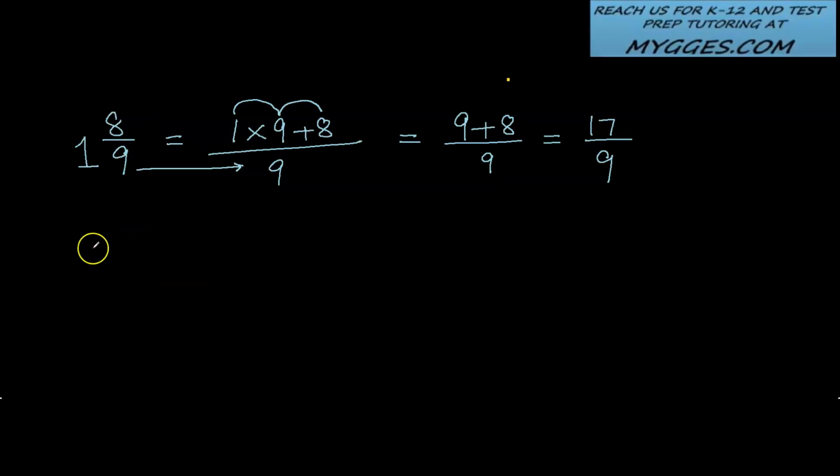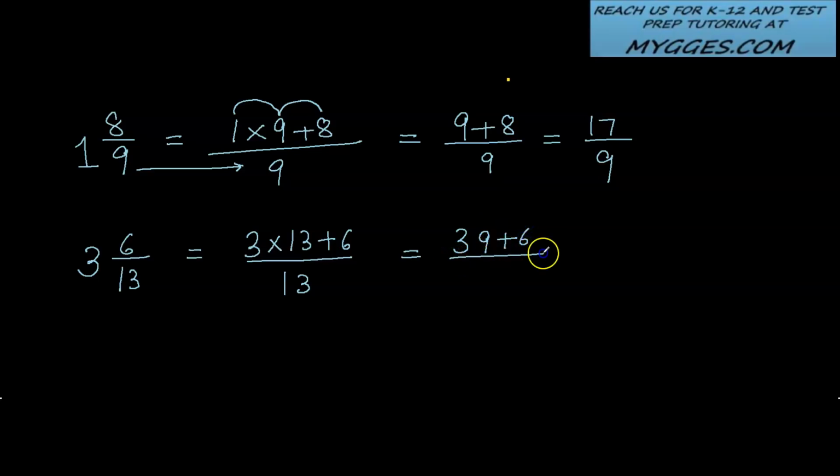Let's do one more example together. So 3 and 6/13. Again, keep the denominator the same. Multiply whole part by denominator, that is 3 times 13, and add it to the numerator, which is 6. So 3 times 13 is 39 plus 6 over 13, and 39 plus 6 is 45. So our improper form is 45 over 13.